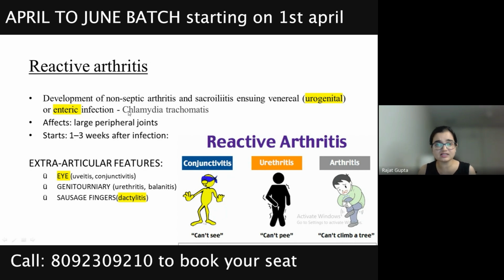Now, what joints does it affect? It affects the larger joints more, and it's seen that this arthritis starts 1 to 3 weeks after getting the infection. Besides affecting the joints, it can also affect the eyes with uveitis or conjunctivitis, and it can affect your fingers and cause dactylitis. Now, this is a common triad that many of you might know: with reactive arthritis, a patient can't see because they have uveitis or conjunctivitis, can't pee because after a GI infection they're having dysuria, and can't climb a tree because of the arthritis. Okay.